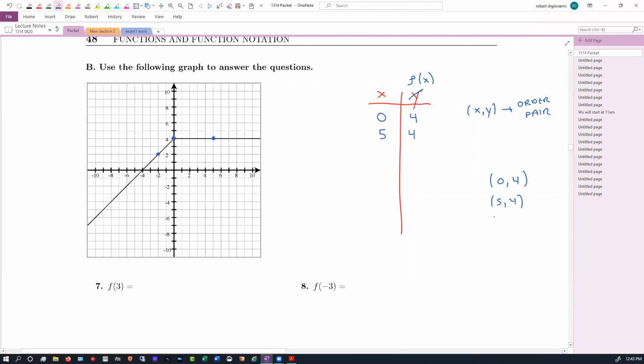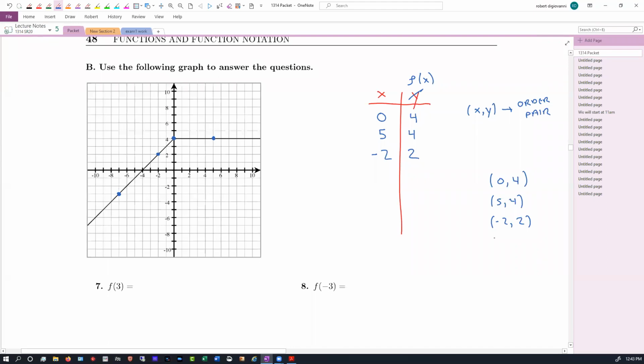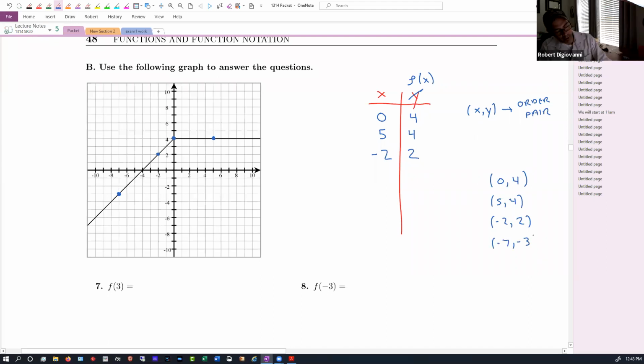-2, 2. That means if you plug in -2, it spits out +2. Let's do one more. How about this one right here? -7, -3. Good. So that means if I plug in -7, I get -3. Now, let's go and start looking at the questions.